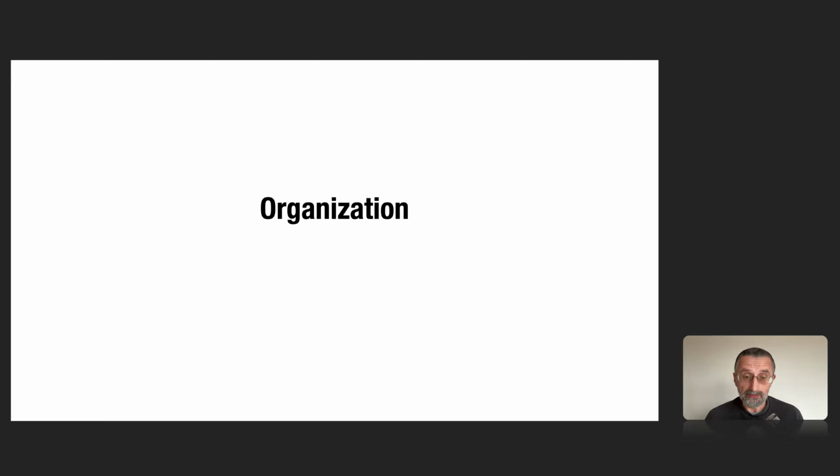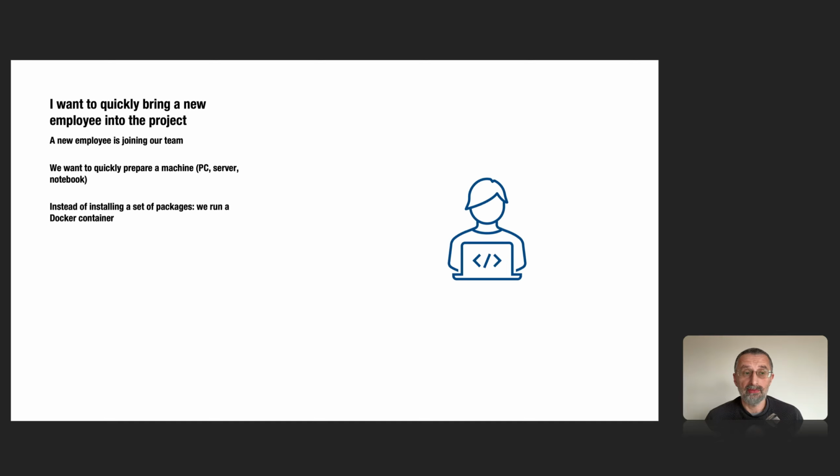Firstly, the first dimension: organization. Within your organization, within your team, it might happen that you want to quickly bring a new employee into the project. You have a new employee joining your team, and you want to onboard them and quickly prepare a machine, for example a PC, server, or notebook, for her or for him. Instead of installing a set of packages, we can run a Docker container. So we do not have to go through a very complicated process of setting up the machine. Just simply take your Docker container through your project and have everything installed.